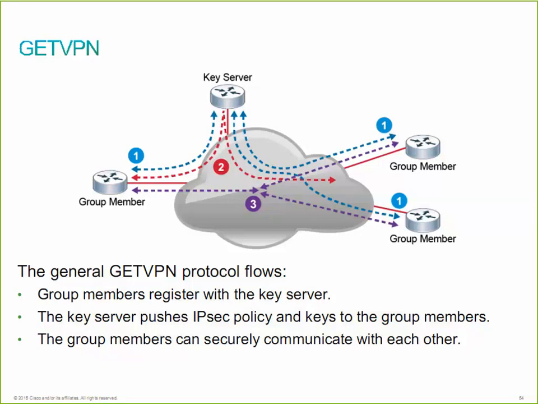The way it works is that the key server distributes all the TEKs to the group members. The group members then use that TEK to communicate among the group, the GETVPN group, with all of the other members. The group member uses the downloaded TEK to create and verify all of the IPSec packets.